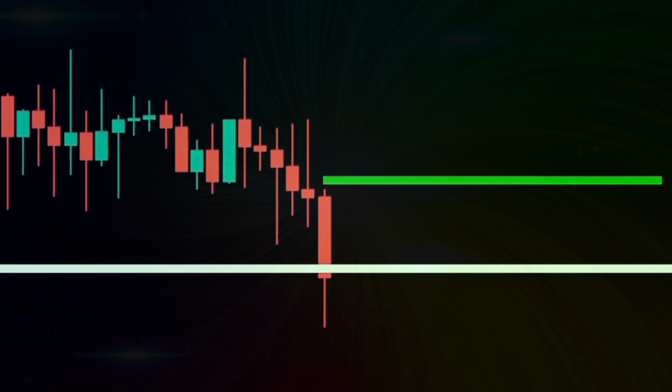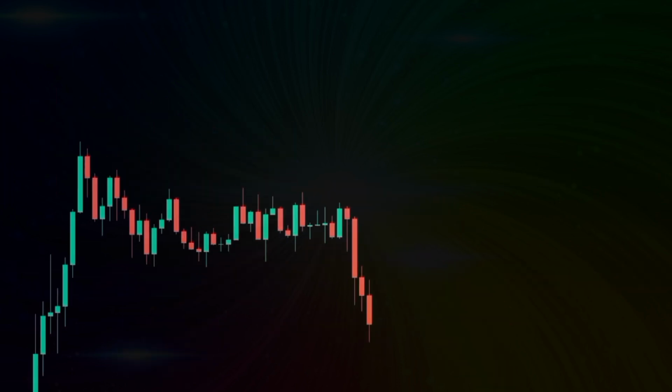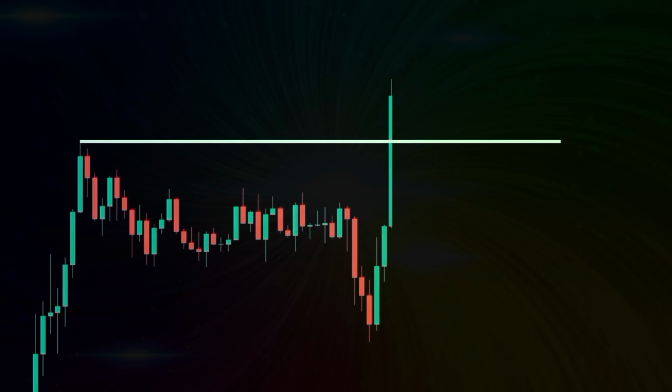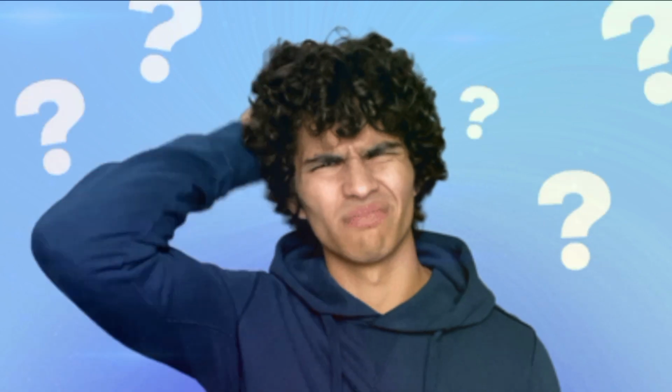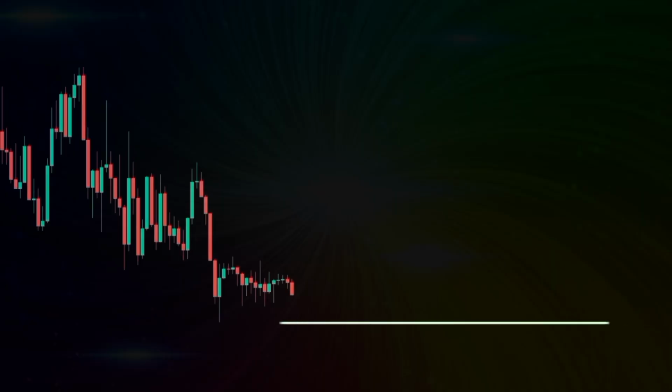It's the same thing with shorts. You have a resistance, price breaks this resistance barely, doing the liquidity grab. Your short entry would be at the bottom of this candle that initiated this liquidity grab. So right here. So going back to our first example, this candle initiated this liquidity grab, so we set our entry point right here.